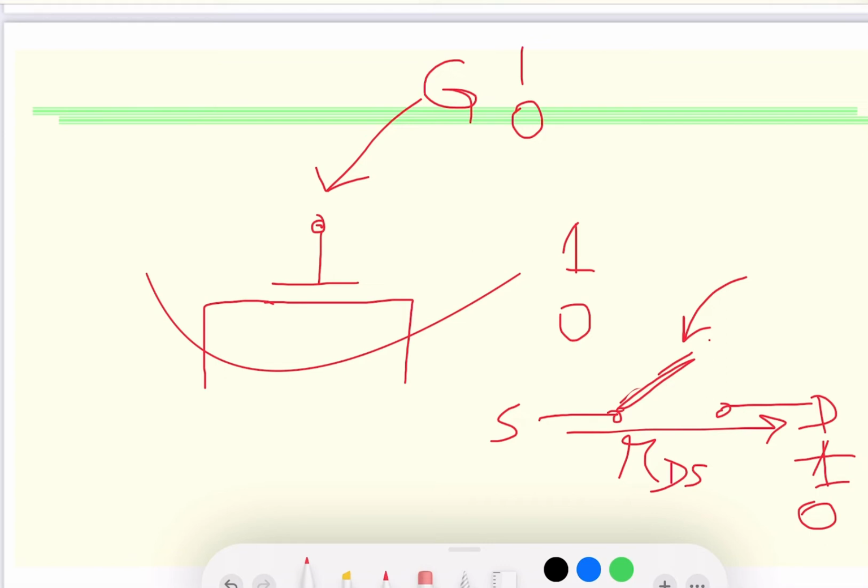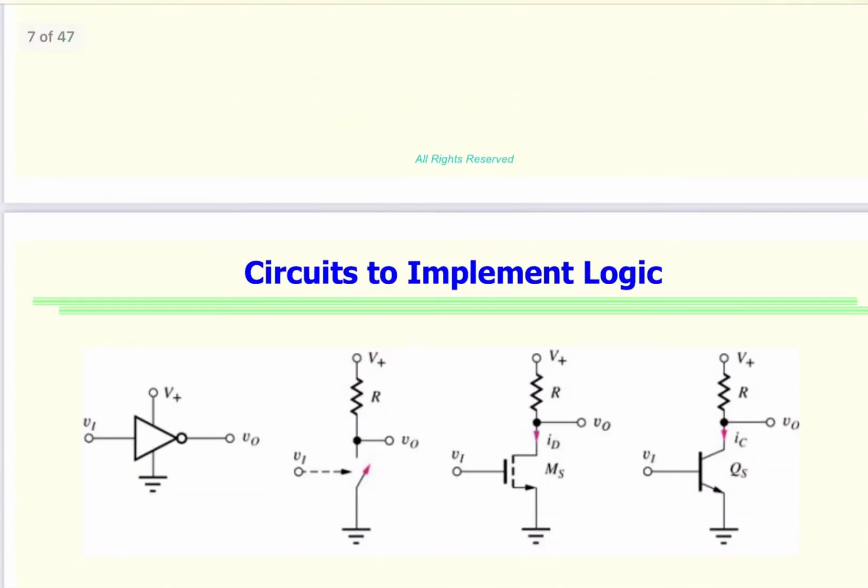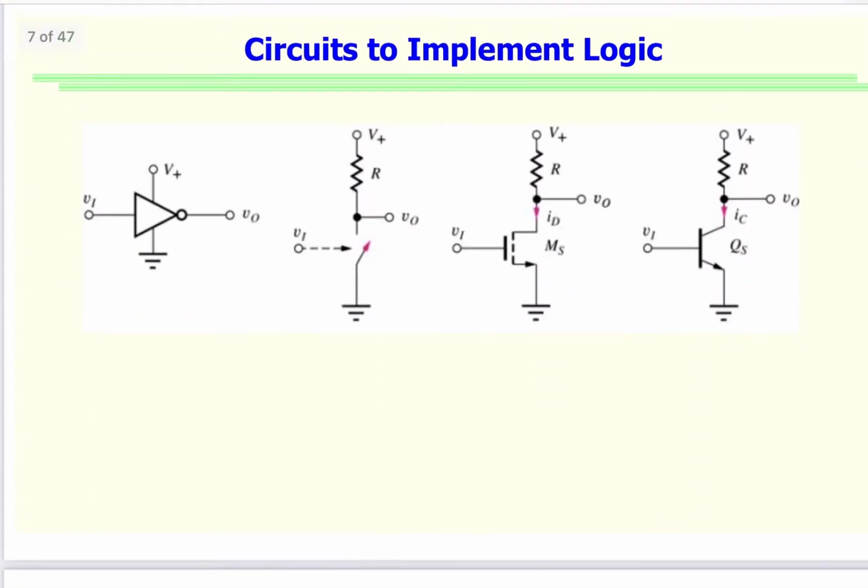So this was for NMOS. If you are using PMOS, that would be the complementary operation. In that case, to turn the transistor on, the gate voltage is made low, and raising the gate voltage to VDD would turn the PMOS transistor off. And this is what we can see in this figure.